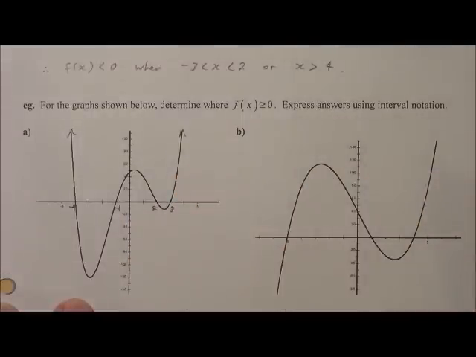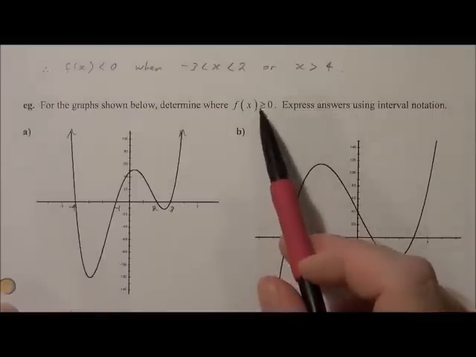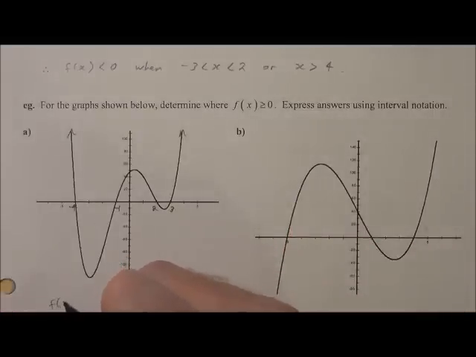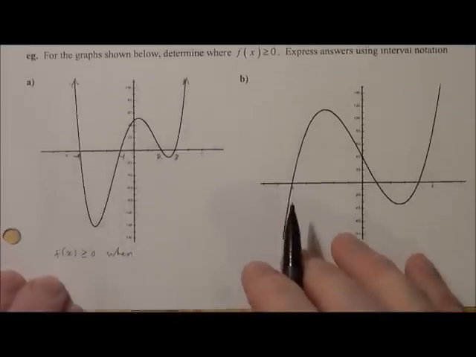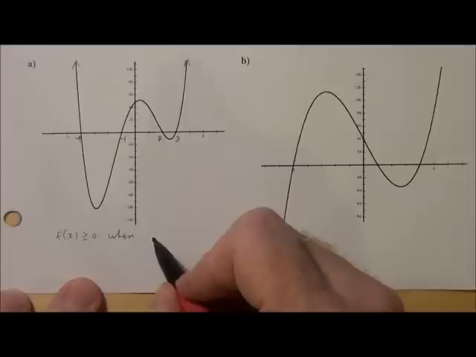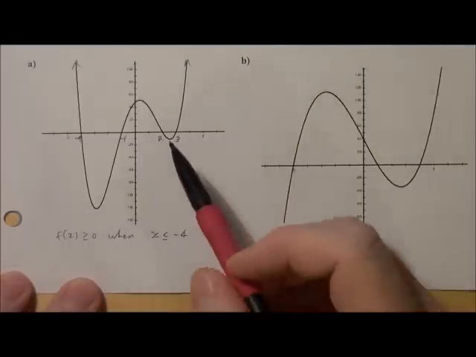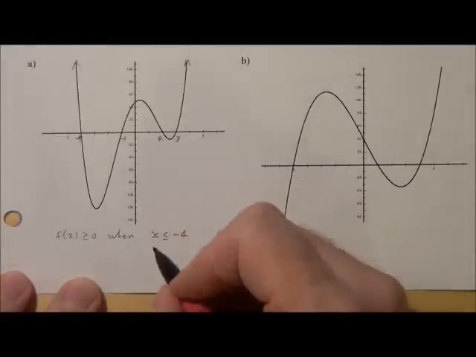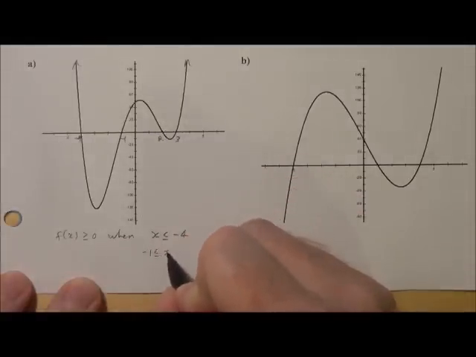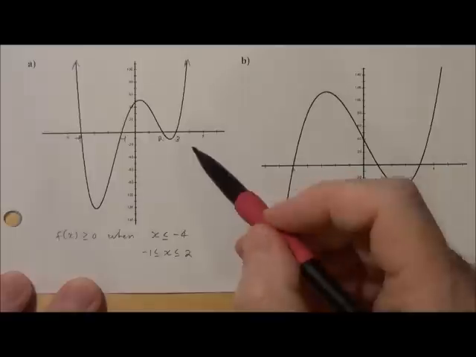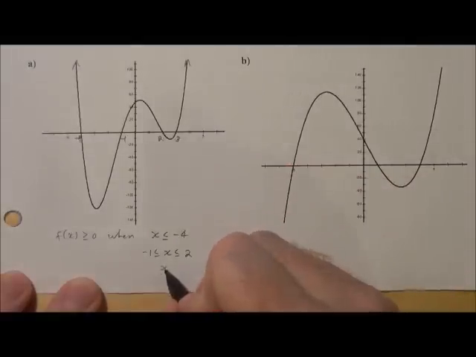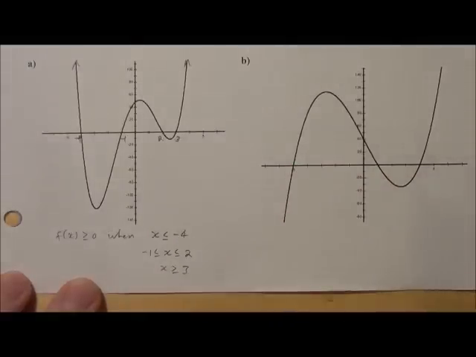All these x values. And so f of x is greater than or equal to 0 when x is less than or equal to negative 4. It's also greater than 0 when negative 1 is less than or equal to x less than or equal to 2, and also when x is greater than or equal to 3.